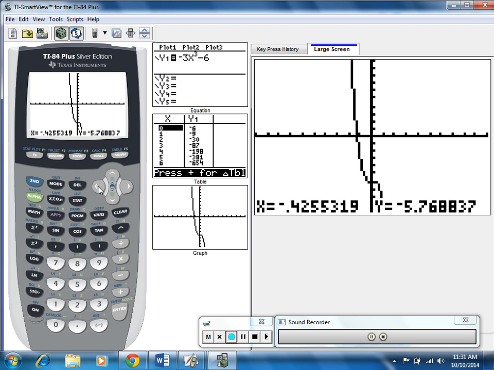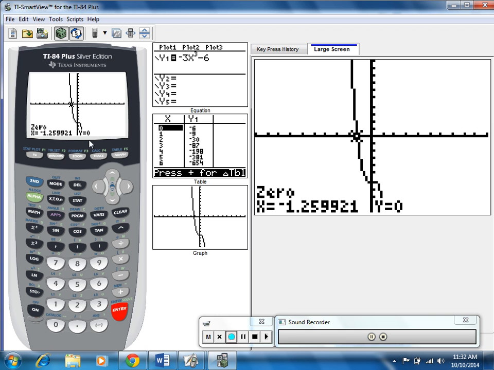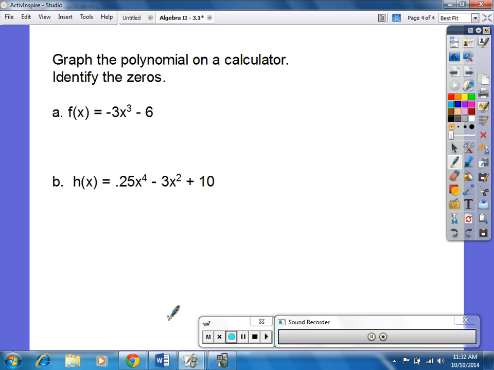Then my cursor needs to be left bound, left of what I want to find. Push enter. Move my cursor right of what I want to find. Push enter. And then remember it says, do you want me to guess? And I do. To be a zero, my y value should be 0. And my x value in this case is at about negative 1.26. So I will enter that information back on my worksheet. X is about negative 1.26.